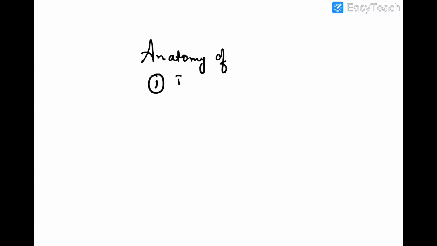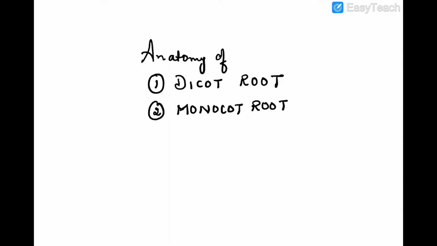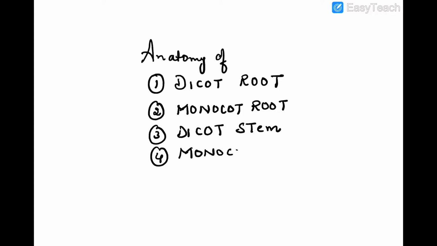Today we will discuss anatomy of number 1, dicot root, number 2, monocot root, dicot stem, and monocot stem. We will discuss the anatomy of all these four with the help of diagram.